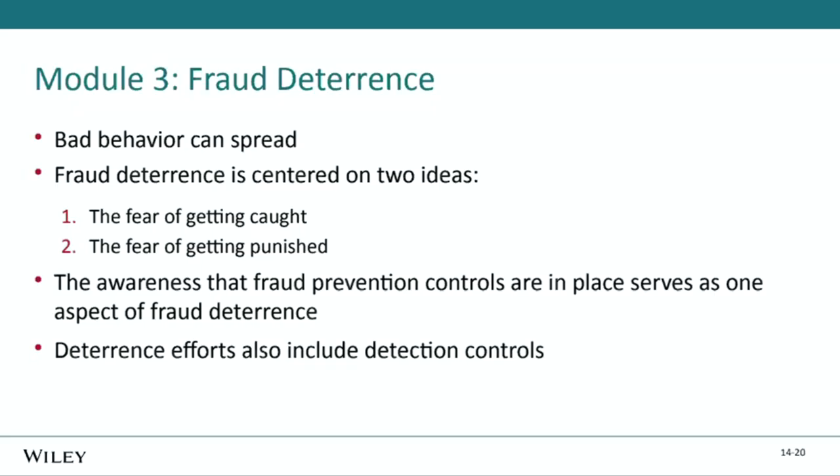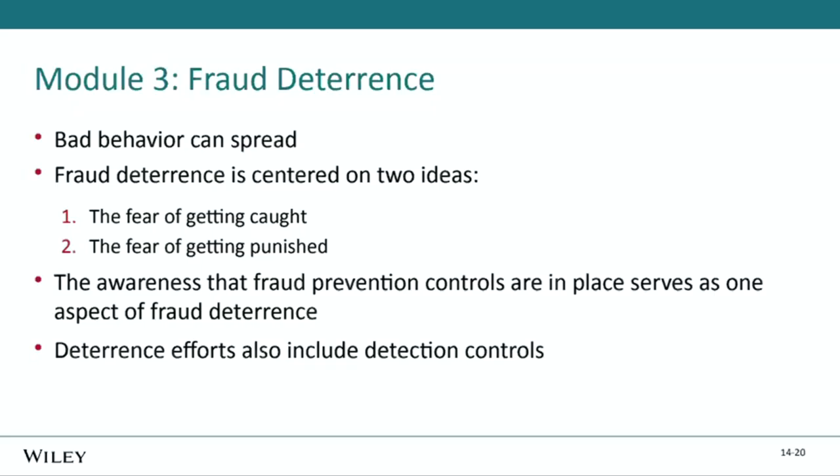We've seen this also in organizations like Enron. It was pretty well known throughout the organization that the guys at the top were doing unethical stuff. And so the people a few levels down were like, okay, well, we'll do it too. And so bad behavior can spread. So what you want to use is deterrence to stop that from happening.